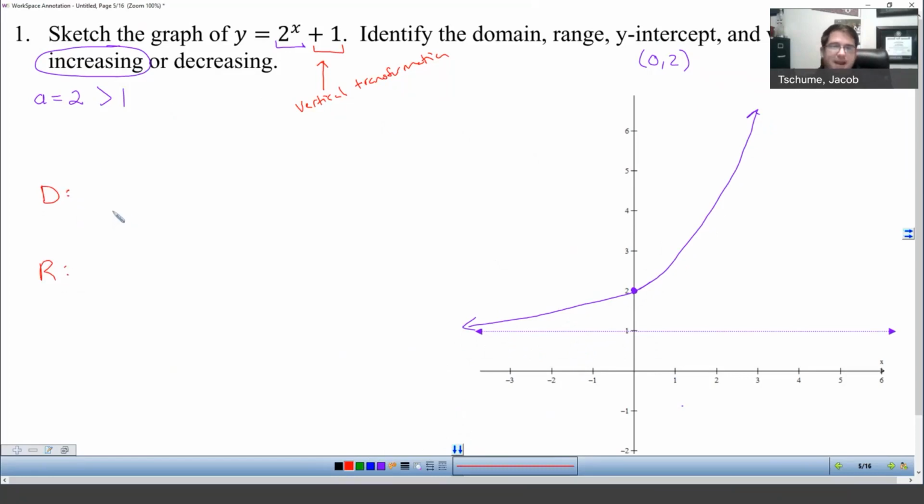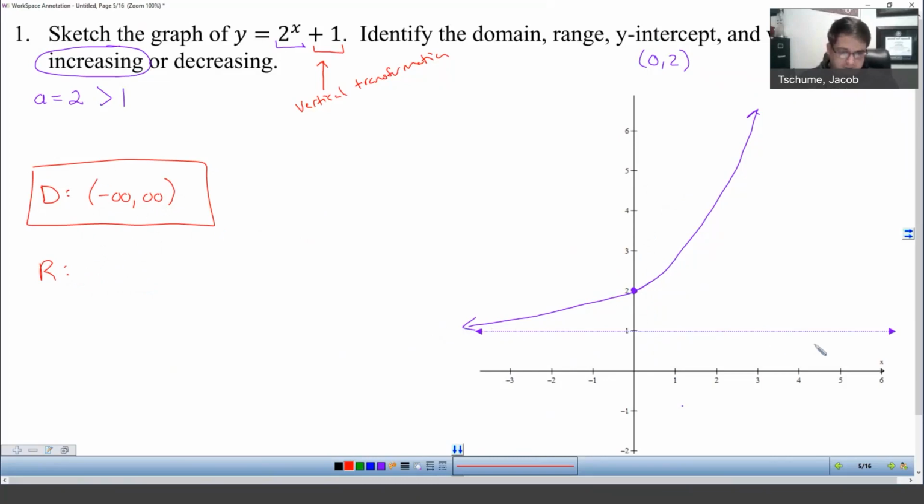So remember, domain is all of the x values of your exponential function. And here's the good news. The domain of every exponential function is everywhere. It will always be from negative infinity to positive infinity because you can plug in any x value that you want. The range is the set of y values, and this will not be everywhere. So you have to look at your graph and find the y values for which it exists.